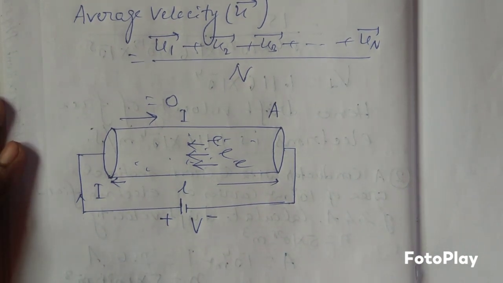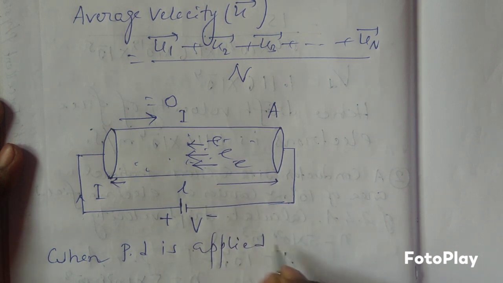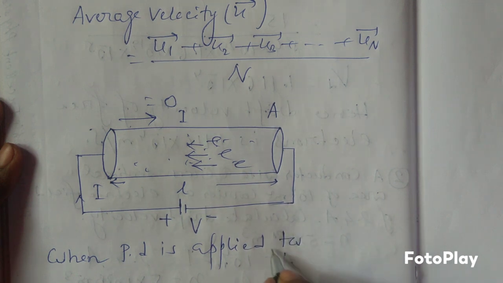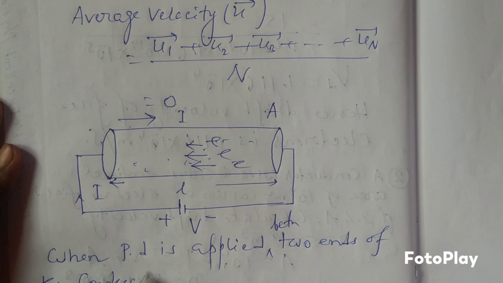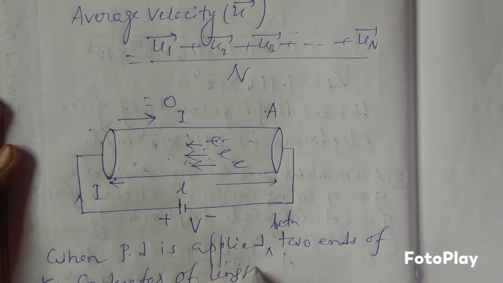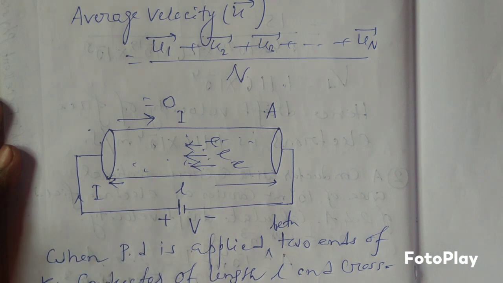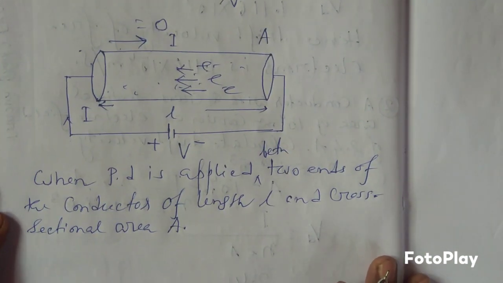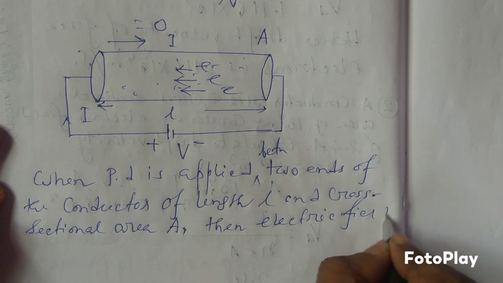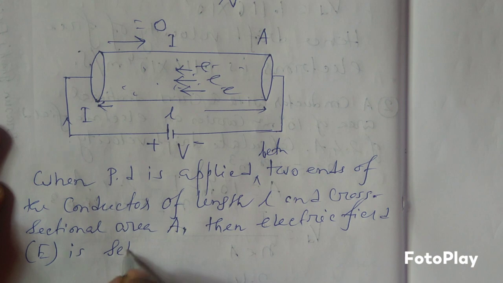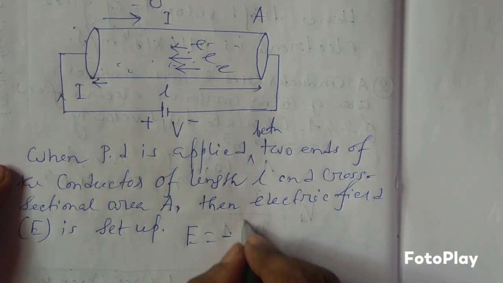So when a potential difference is applied between two ends of a conductor of length L and cross-sectional area A, then an electric field E is set up. So we know that E equals minus V by L.